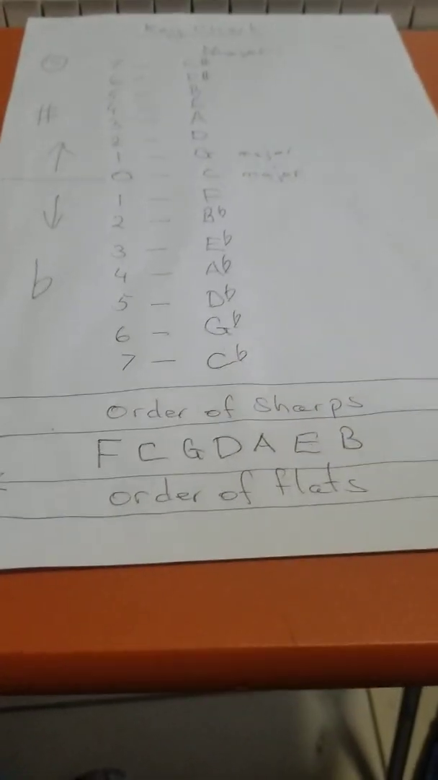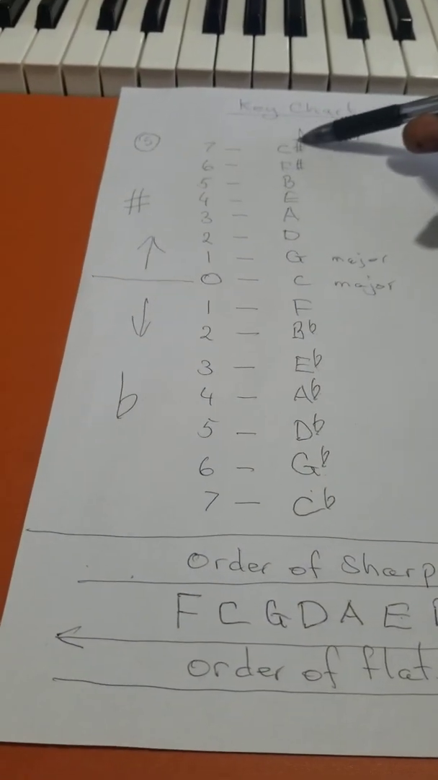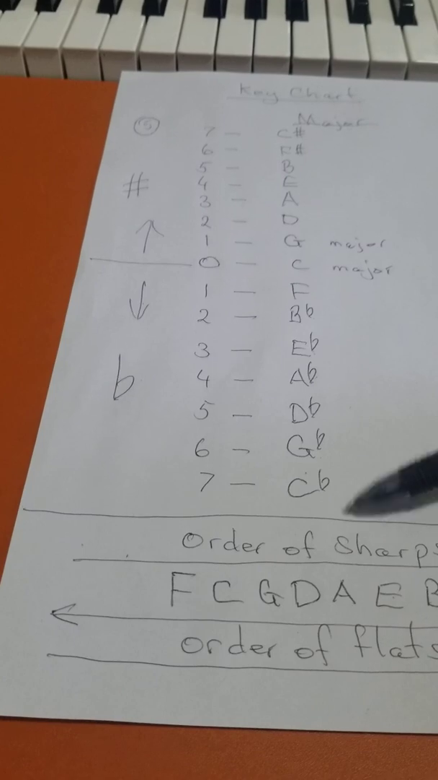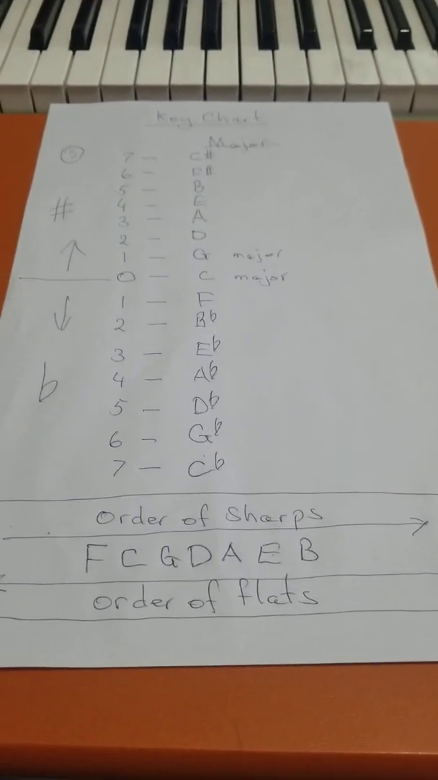Okay, and that is your key chart. So your key chart includes your sharps column, your flat column, and your order of sharps and flats.